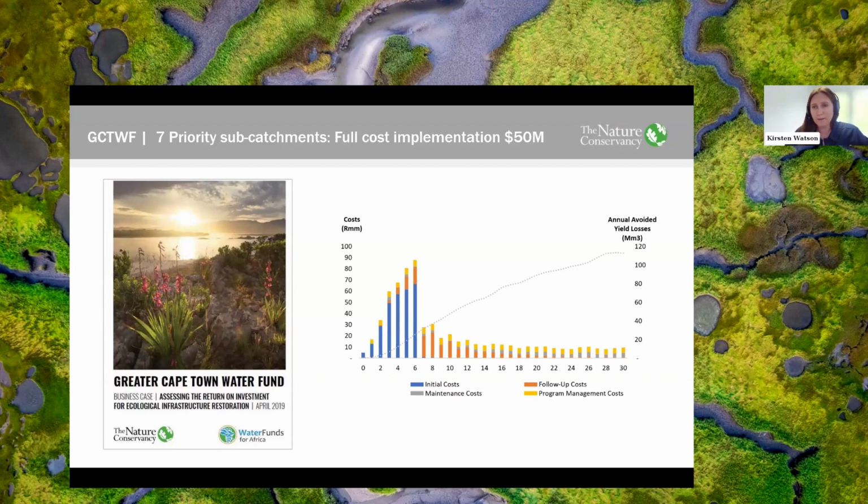The graph on the slide shows over 30 years what finance is needed, with a high impact phase with the blue bars showing initial investment, which is quite intensive, and then a lower impact phase where you do follow-up clearing, which is going back to the same sites to remove new alien plants that grow from the seeds following the initial clearing.